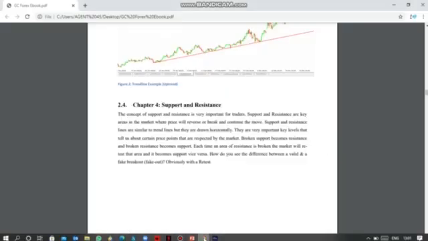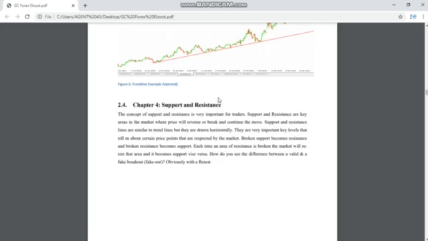Here again, we're still talking about introduction to price action. Here we're going to talk about support and resistance. The concept of support and resistance is very important for traders. Support and resistance are key areas in the market where price will reverse or break to continue the move.